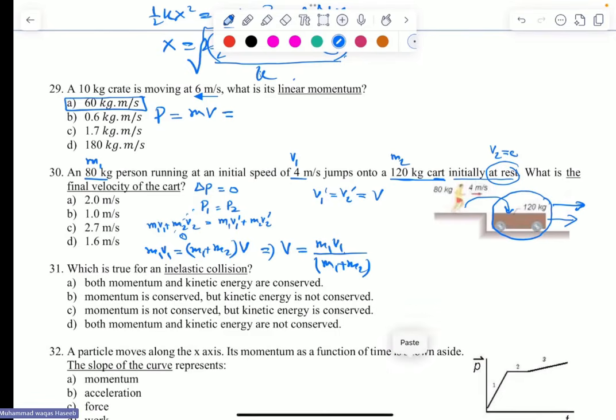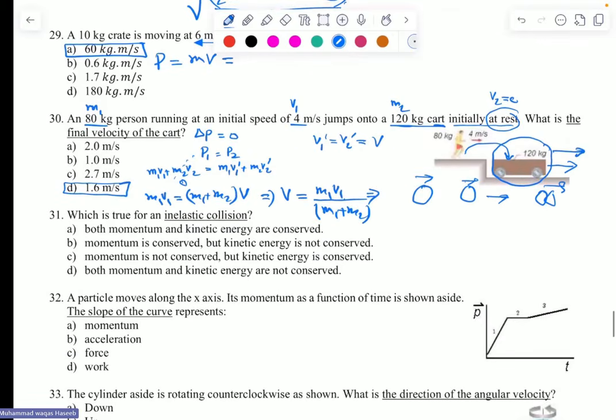Or you can have a situation like this: the object is moving in this direction, and after that, they stick together. So this is a similar condition. So we just need to substitute the values, and we will get our v, which is 1.6 meters per second.